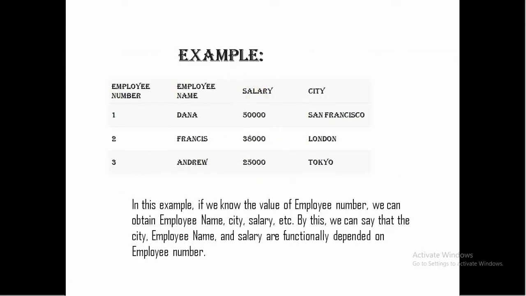Let's take an example here. There are four attributes: employee number, name, salary and city. From the value of employee number, we can obtain employee name, city and salary. We can say that employee name, salary and city are functionally dependent on employee number, or we can say that employee number determines employee name, salary and city.